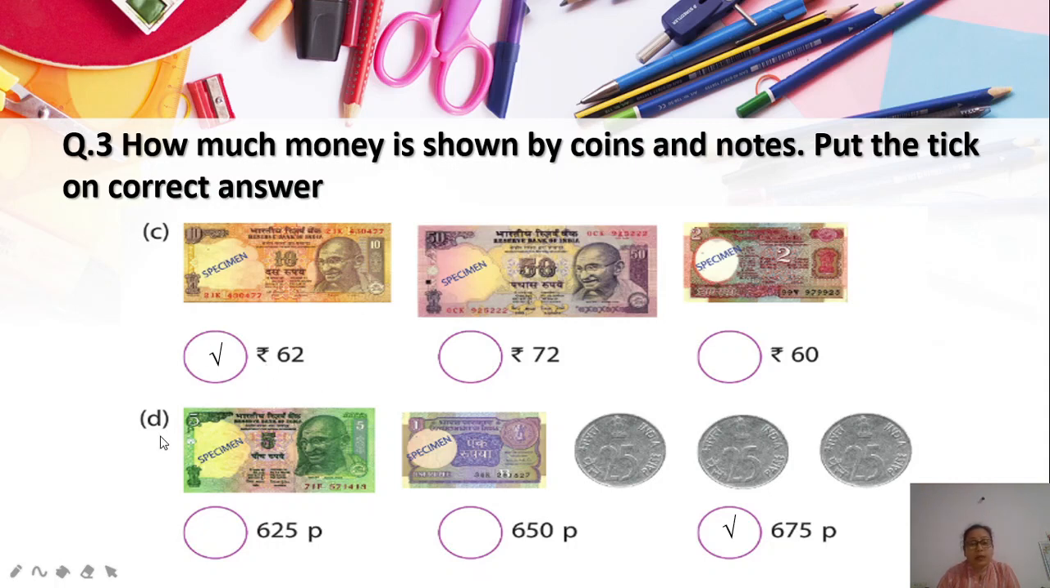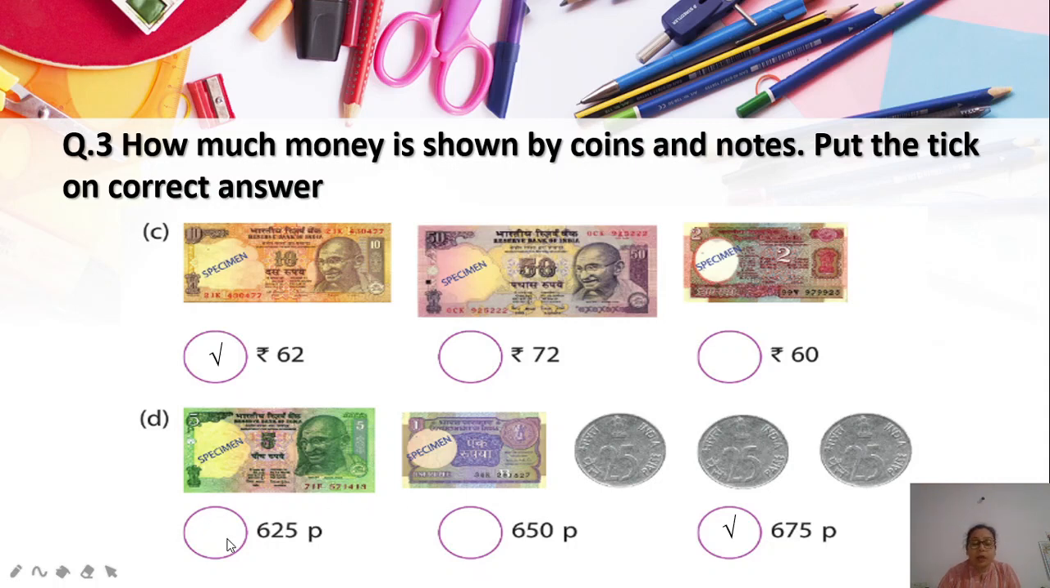Now just look at this D question. We have some notes and we have some coins. So we will do the addition now. We have 5 rupees note and we have 1 rupees note. So you know that 5 plus 1 is 6. Means we have 6 rupees. Let's see the coins. It is 25, 25 and 25 paise. We have 3 coins, which makes addition of 75 paise.